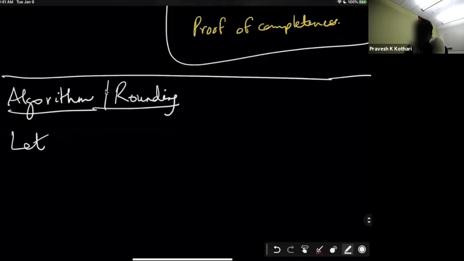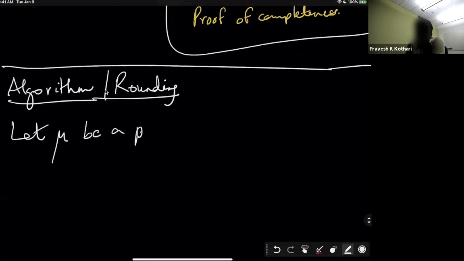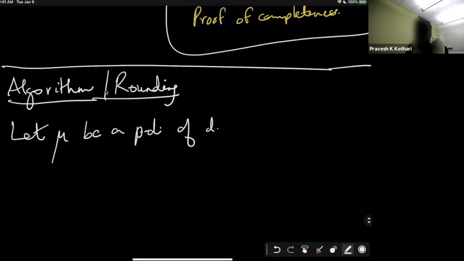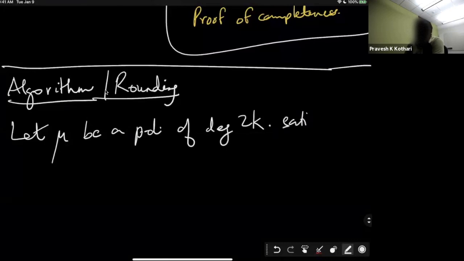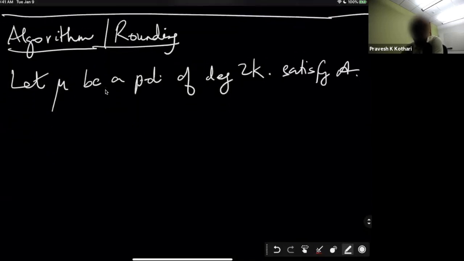Let mu be a pseudo distribution, and because you're using some fact which was proven in degree 2k, let's say mu is a pseudo distribution of degree 2k. And because the checks were the script A, let's say that the pseudo distribution mu satisfies the checks in script A. So what can we immediately conclude? The same thing we've been doing for the last two lectures: we can take the pseudo expectation of both sides of the soundness inequality, and it must be satisfied because mu is a pseudo distribution of degree at least 2k.